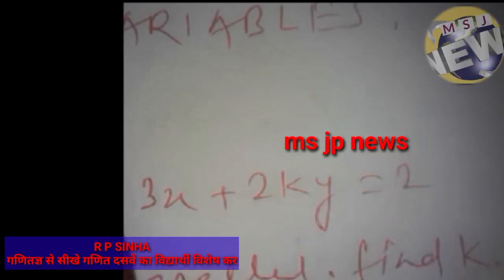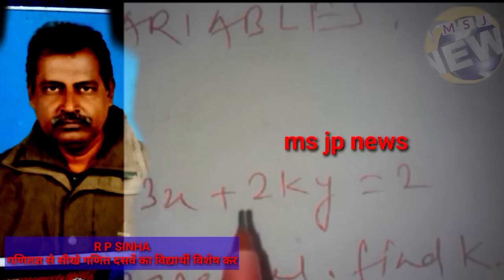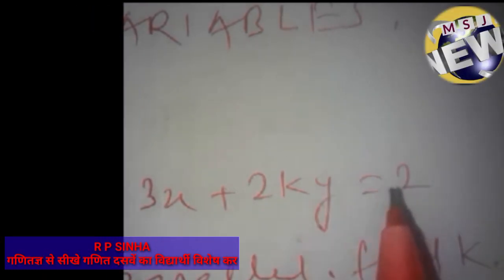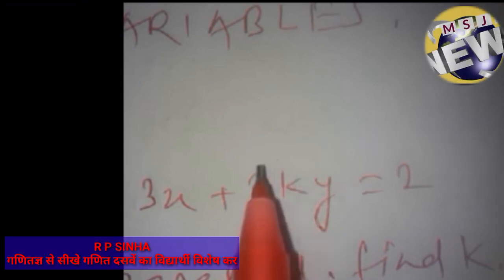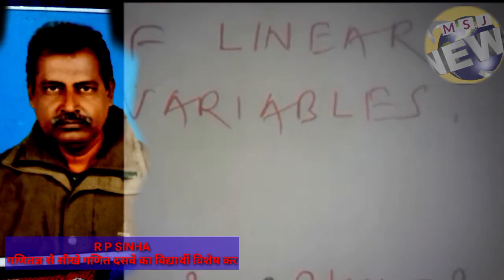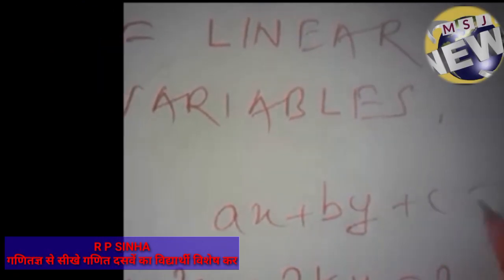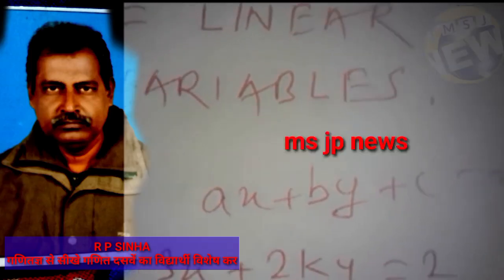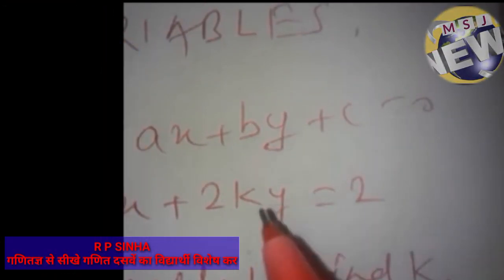Now what is the value? The value of A1 is 3, B1 is 2 and C1 is minus 2, because this 2 has been taken to the LHS. Because our general form is ax plus by plus c is equal to 0. This is the general form. So when this 2 is taken to the LHS, this plus 2 will be converted into minus 2.